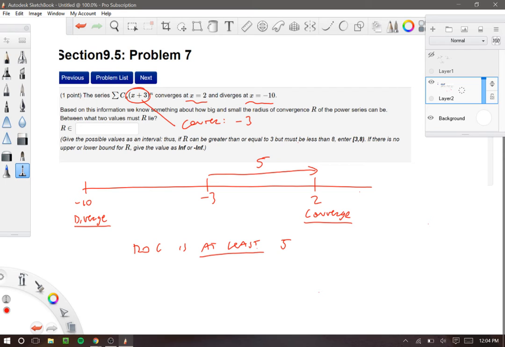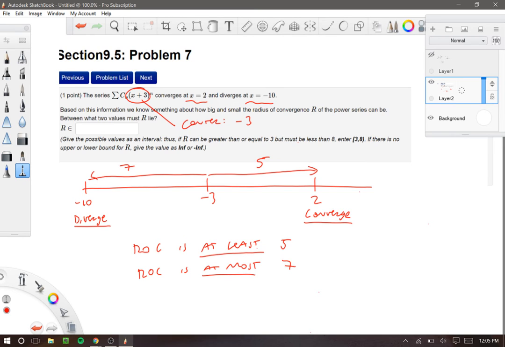Another thing that we know is that the radius of convergence can't be bigger than 7 because we know that the series diverges at a point that's 7 away from the center. So the radius of convergence is at most 7. Now it could also equal 7 because that would put negative 10 at the endpoint of the interval of convergence. And so again, a power series can either converge or diverge at the endpoints of the interval of convergence.